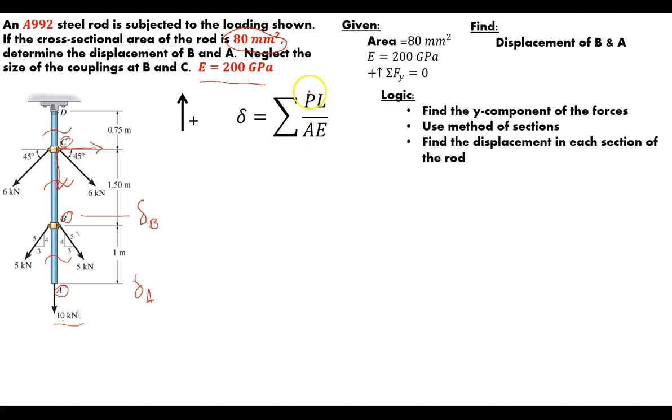So as you can see, I'm going to look for the internal loading P in each one. I've got the length, I've been given an area, and I've been given the modulus of elasticity. Area and modulus of elasticity are consistent throughout this rod. And for the displacement of B, I'm going to have to use superposition of the different segments that contribute. And for A, again, I'm going to use superposition for all the segments that contribute.